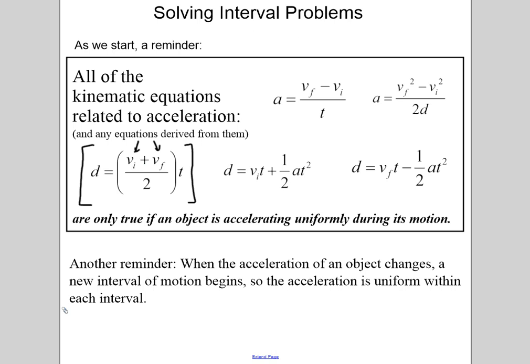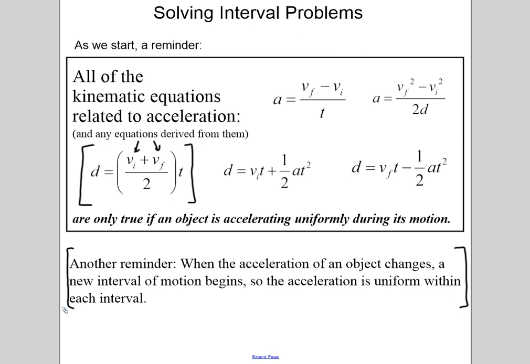In any case, any of these 5 equations and any of the equations we could derive from those 5 equations only work if the acceleration is uniform. In other words, the acceleration has one value while the motion is going on. Of course, that's how we know to break up an interval. We break problems up into intervals because the acceleration has changed. And what that means then, combining those 2 pieces of information, is we can only use each equation within one interval at a time and not overcross multiple intervals.